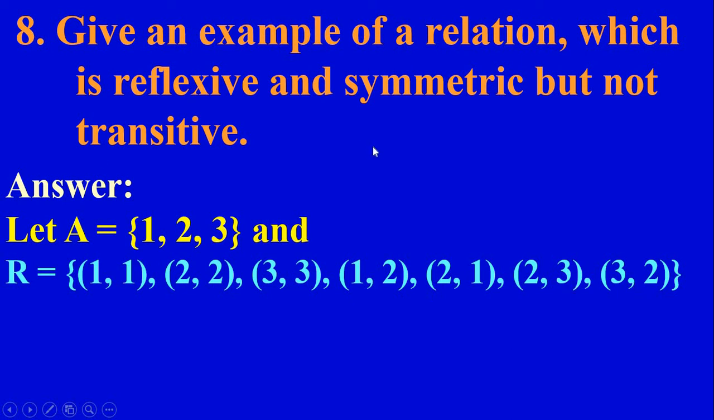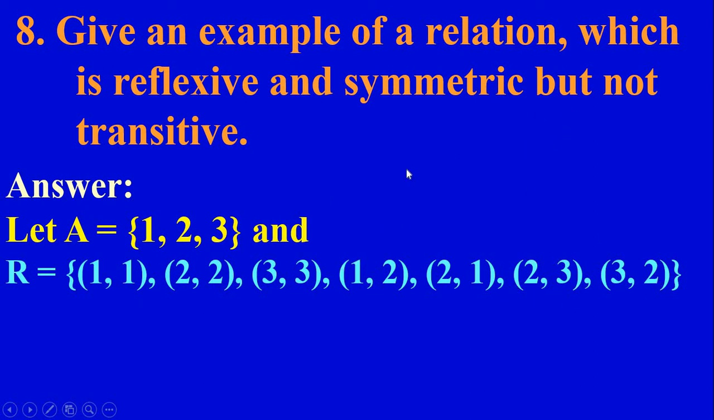Now check this. This relation is reflexive, since we have (1,1), (2,2), (3,3). So this relation is reflexive and it is symmetric also. Now here we have (1,2), (2,1), (2,3), (3,2). Therefore this is symmetric but it is not transitive.